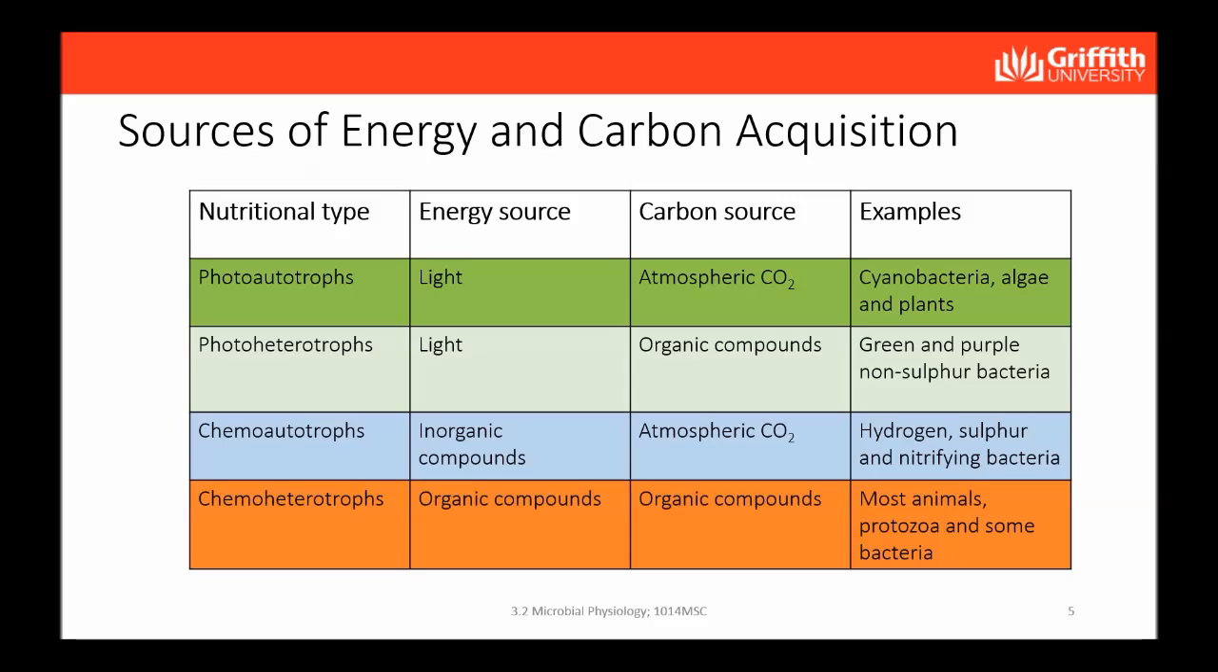Chemoautotrophs are organisms that obtain energy from oxidation of inorganic compounds such as sulfur, magnesium, and iron, but obtain their carbon from atmospheric CO2, as seen in some bacteria and archaea. Organisms that completely depend on organic compounds for energy and carbon are known as chemoheterotrophs. Animals, protozoa, and some bacteria fall into this category.